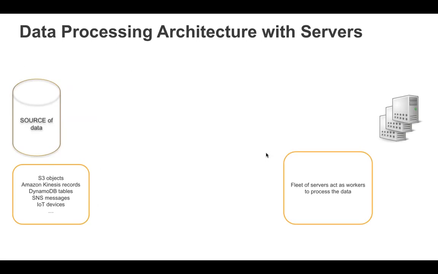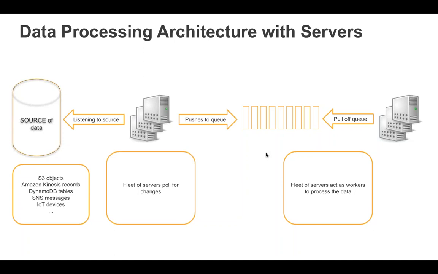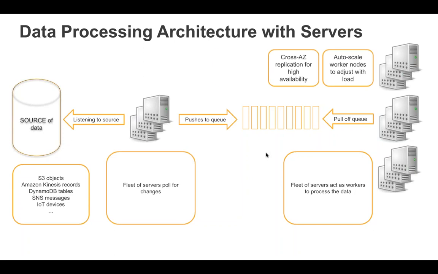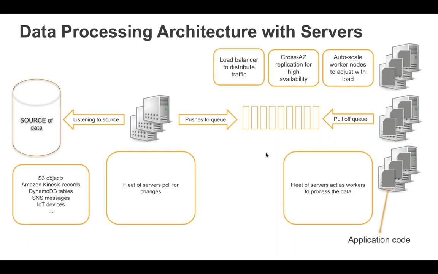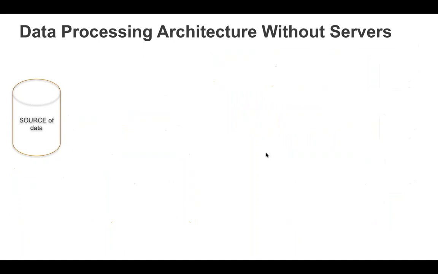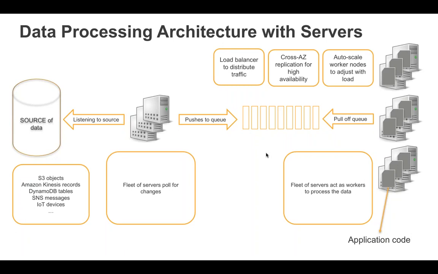So let me just give you an example. This is just a quick snapshot of the difference of doing things with Lambda versus how we would have done them historically. So here on screen now is an example of a data processing architecture with servers. There's a number of different things going on in this diagram. You can see there's nodes on the right-hand side, worker nodes. We have a source of data off on the left. We have servers which are pushing data, listening to the source, and then pushing it to different queues. And then we have the fleet of servers on the right taking action based on that.